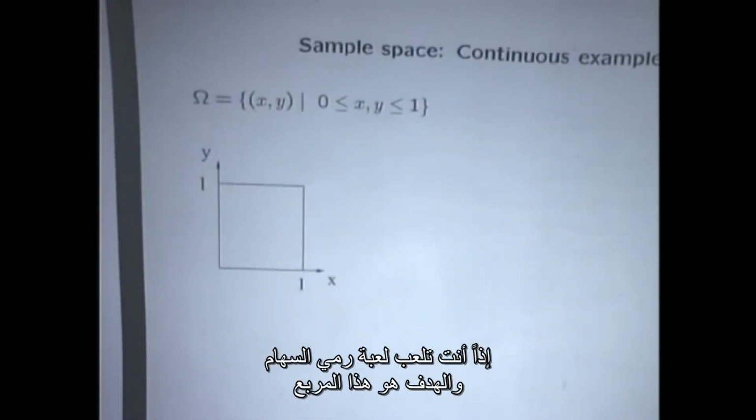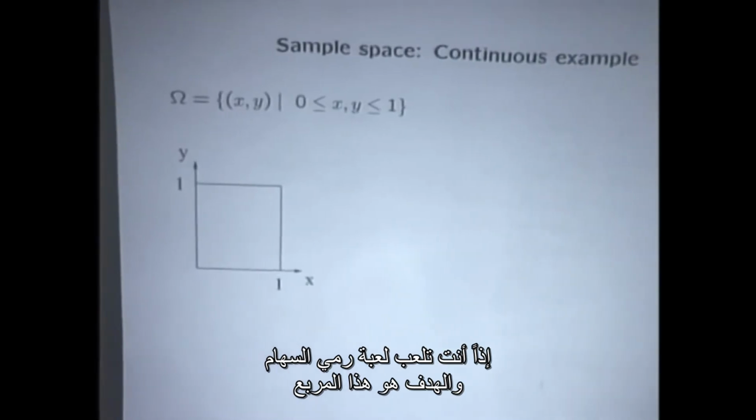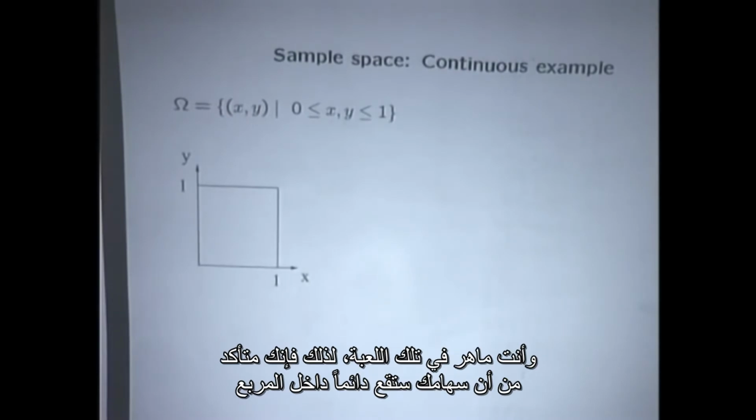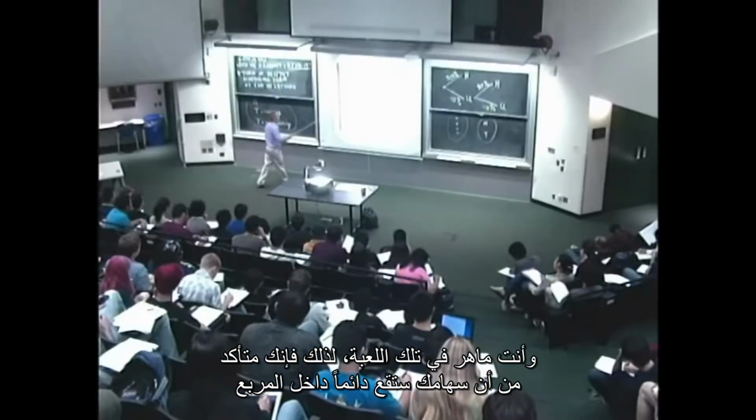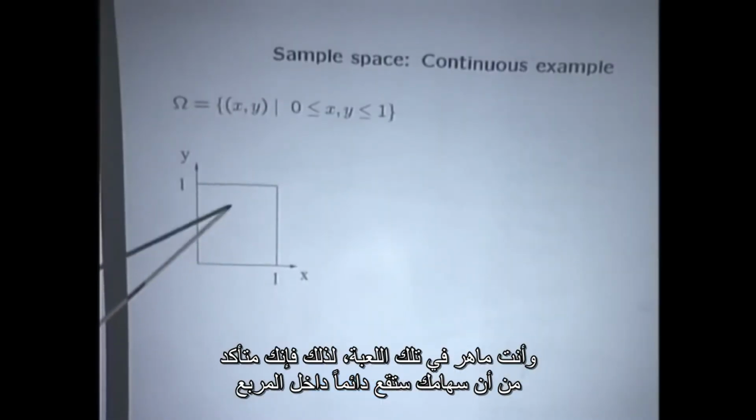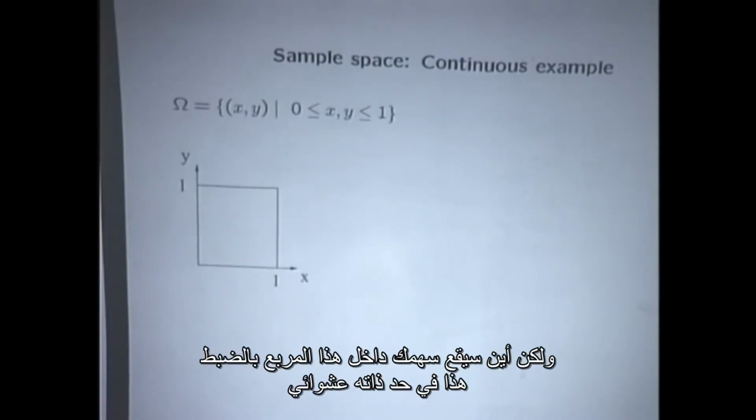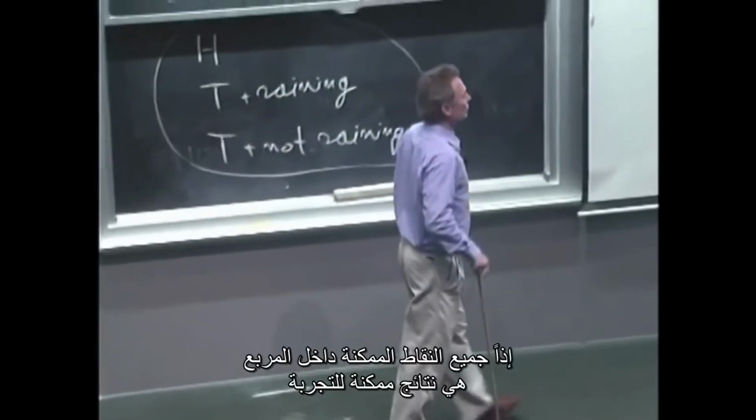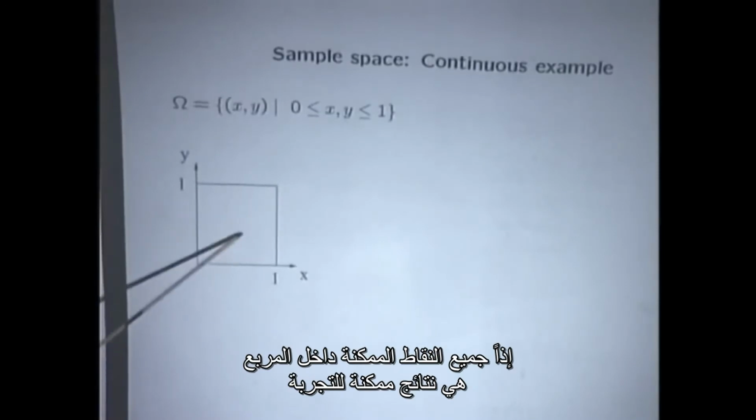So you're playing darts, and the target is this square, and you're perfect at that game, so you're sure that your darts will always fall inside this square. But where exactly your dart will fall inside that square, that itself is random. We don't know what it's going to be. It's uncertain. So all the possible points inside the square are possible outcomes of the experiment.